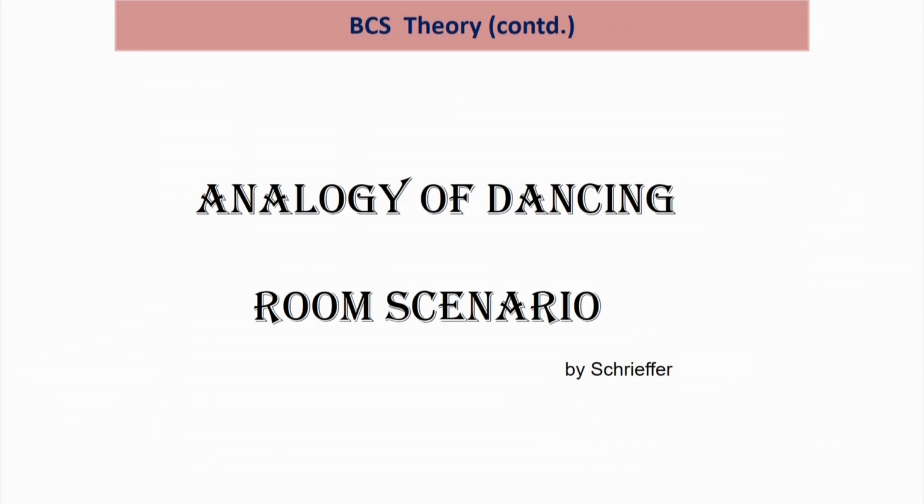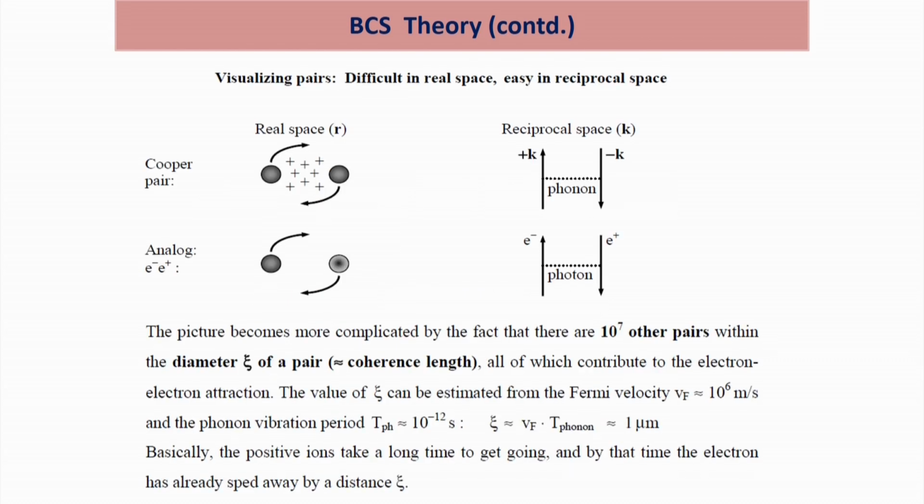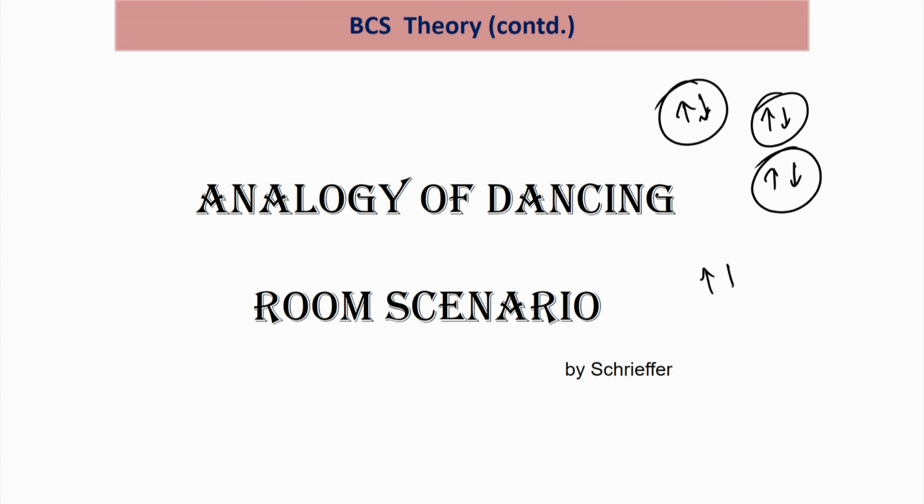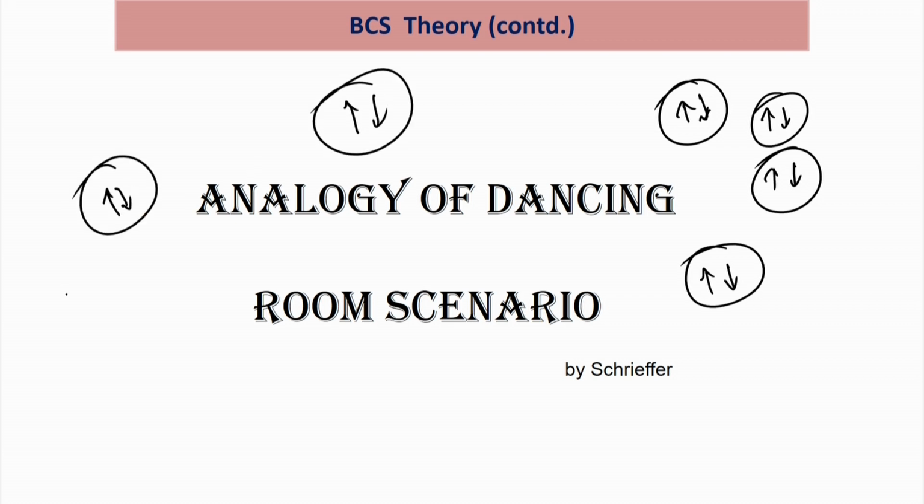Just to make the ongoing discussion a little more interesting, there is an analogy of a dancing room scenario that was given by Schrieffer. There are these male and female pairs dancing on a dancing floor, completely unmindful of one another, and they keep dancing without suffering any collision from each other. There are a large number of them, and they can pass on without suffering any collision. The superconducting ground state is exactly like that.